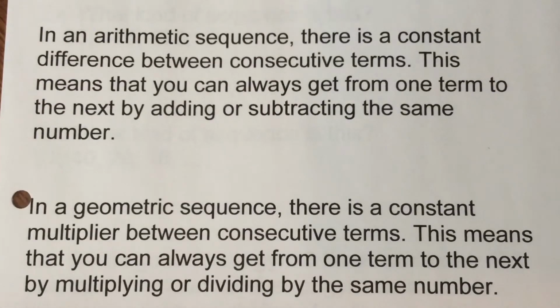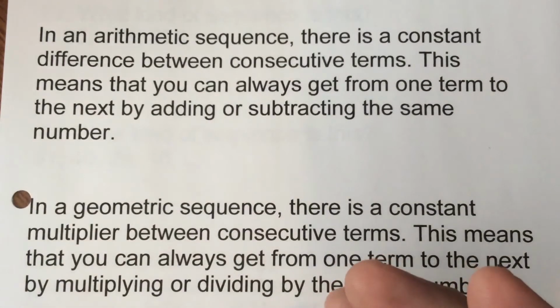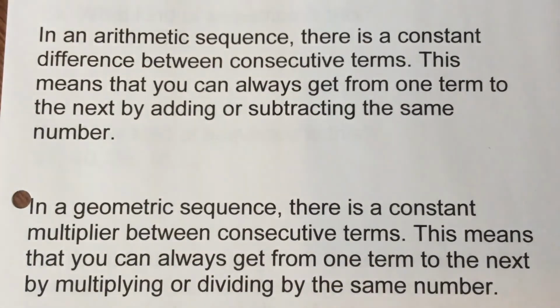The other part of this is geometric. Geometric is when you multiply or divide by the same number each time. So if we're going up 3, 6, 9, 12, 15, 18, so on, we're adding 3 each time. Now if we multiply, say we go 2, 4, 8, 16, 32. They were multiplying by 2 each time. So multiplying by 2 each time is geometric. Adding by 3 each time was arithmetic.